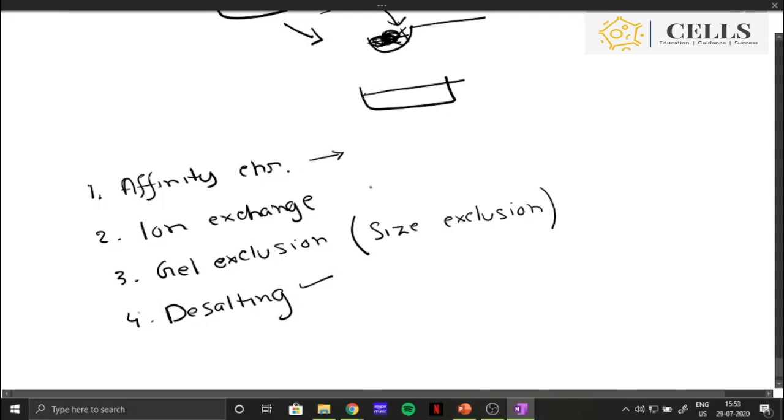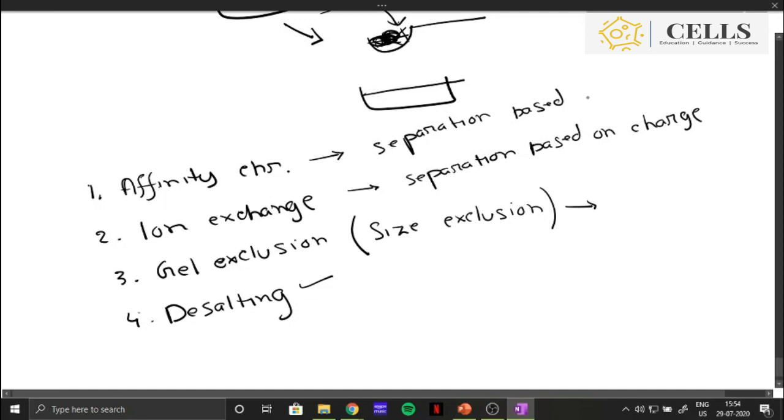In ion exchange chromatography, there is separation based on charge. In affinity chromatography, you have separation based on affinity. And in gel exclusion chromatography, you have separation based on the size of the molecule.